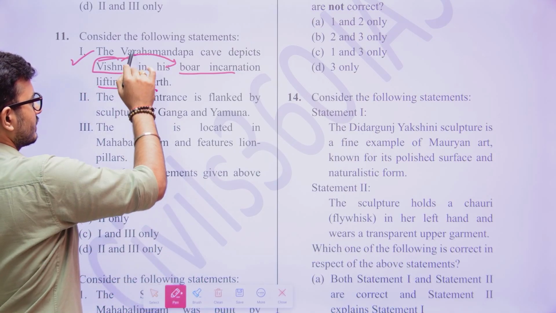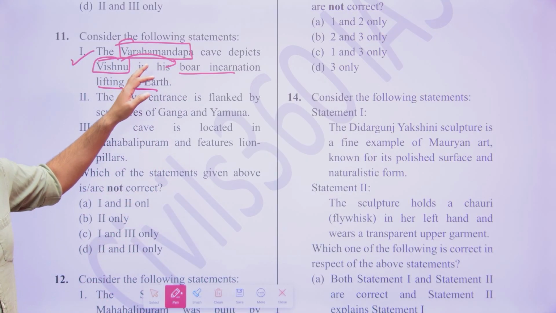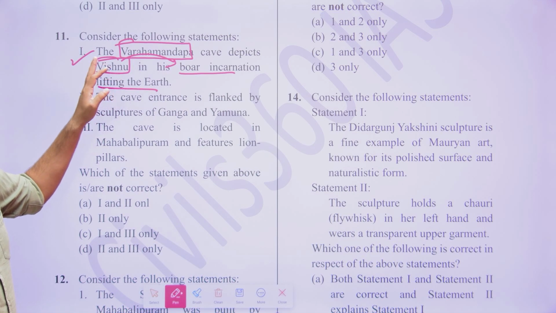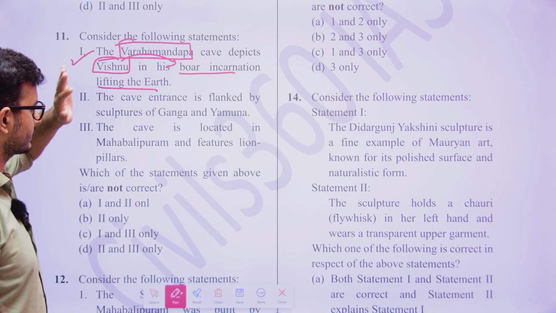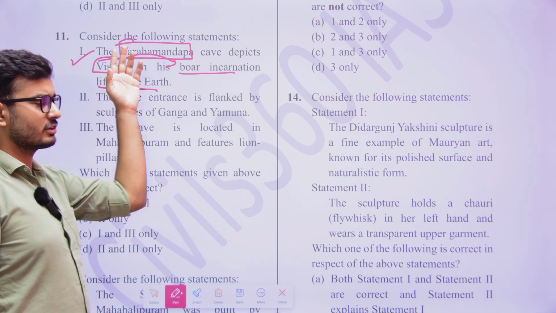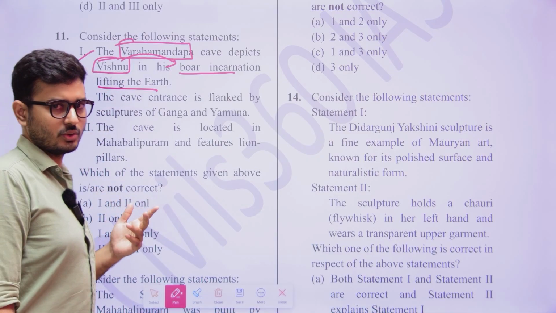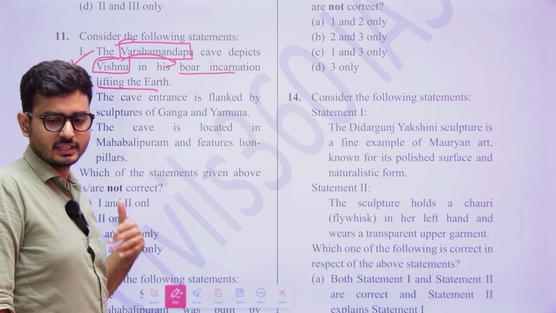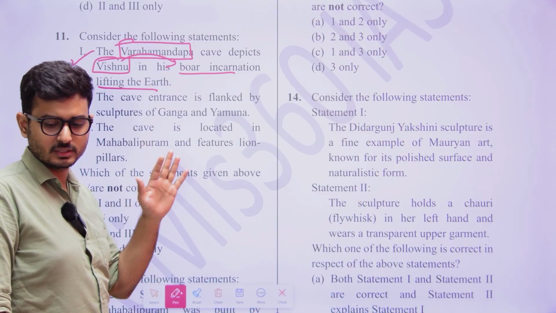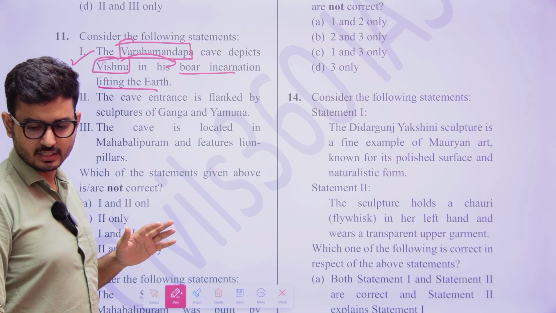So here, the Varaha Mandapa cave, which is in the area of Mahabalipuram, showcases this aspect. Somewhere from the name only you can say, Varaha Mandapa, boar incarnation, so the same would have been there. The major inclination goes to supporting this particular statement. All right, that is the first aspect.